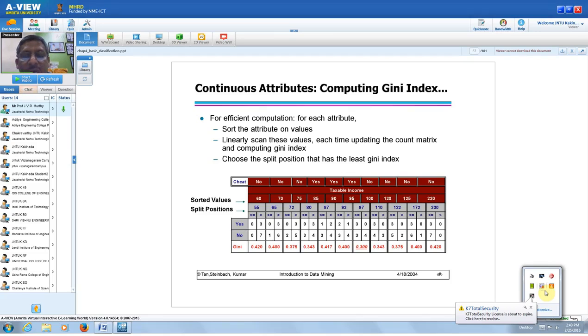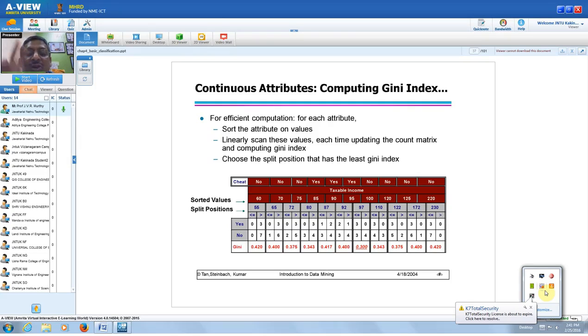Okay, fine. Now, please remember once you sort this, the sorted values of income are 60, 70, etc. and their corresponding class, whether they cheat or not, is mentioned there. For sorting, you need n log n complexity time. That is fine. Once this is sorted and kept like this, you will perform the process in this way. After that, you require only one scan to find out these things. How do you go about it? Please listen to this carefully.